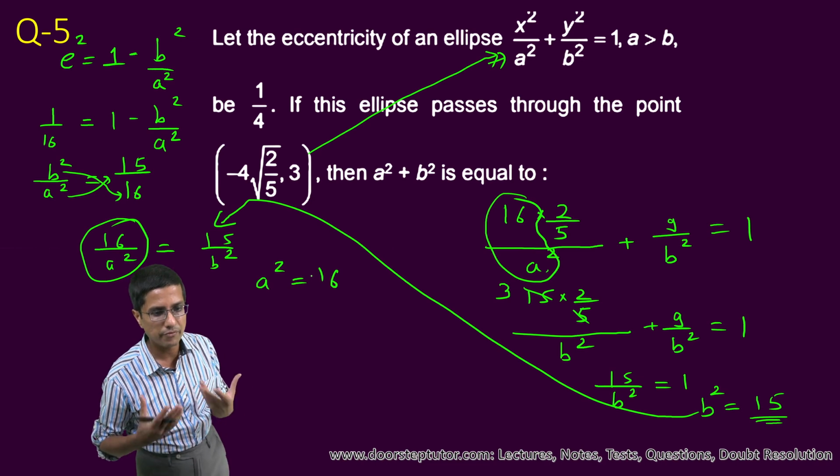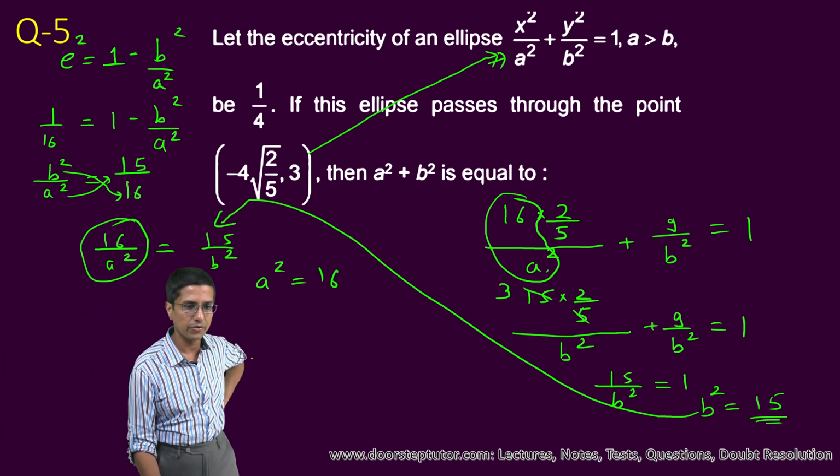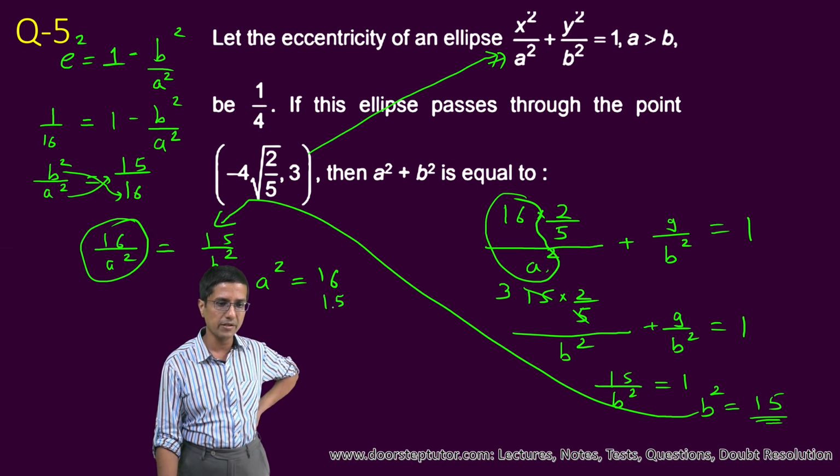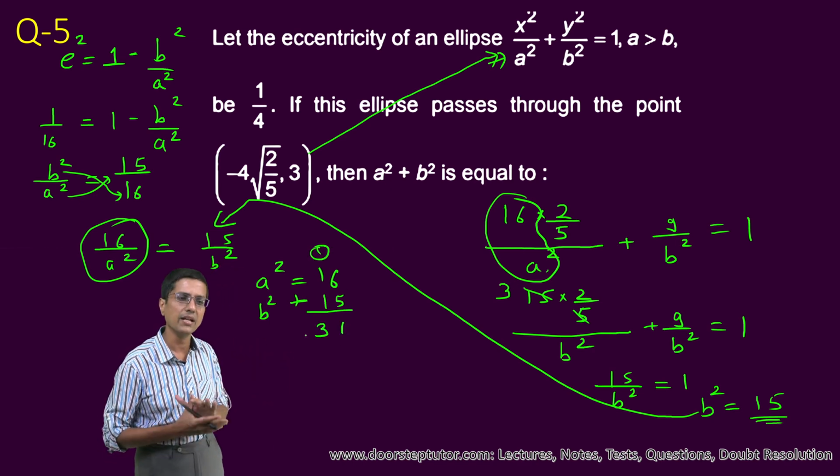We have been asked to find a square plus b square, which is 16 plus 15. So we simply do that. 16 plus 15, which is b squared. So this becomes 31, which is our answer. Very, very simple, nothing complicated.